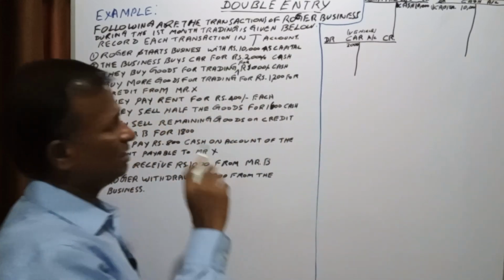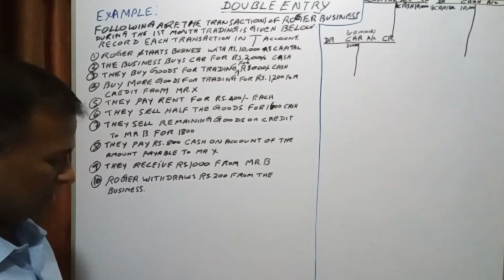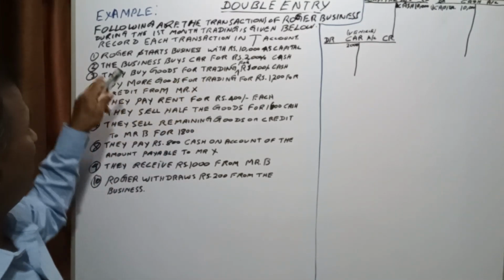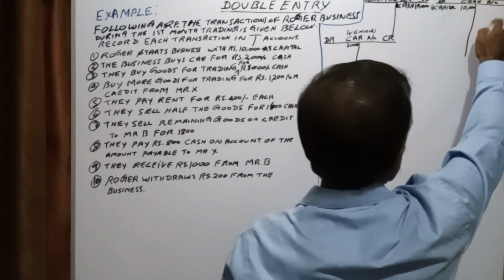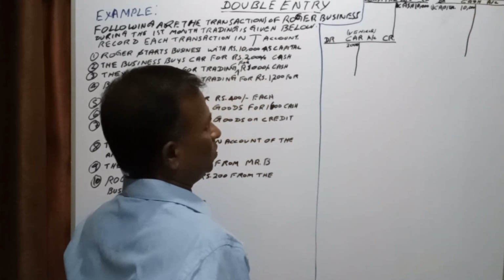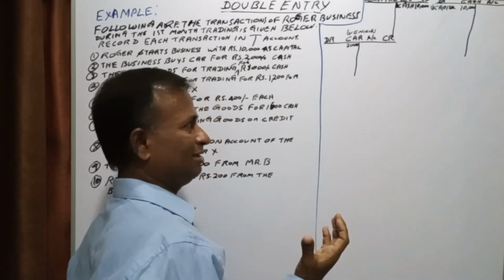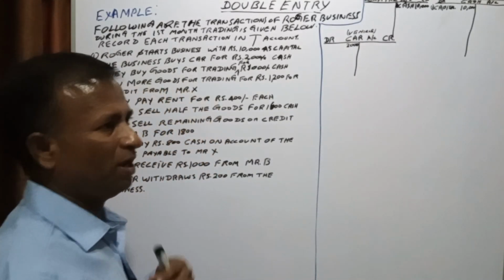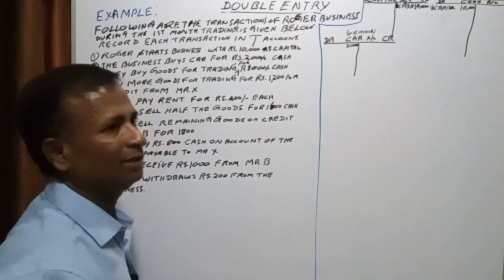And what is the other account affected? That is, you are paying by cash account. Here we have the cash account. So what is happening to cash? Cash is decreasing. Okay, when you are paying out the cash, then cash is decreasing.